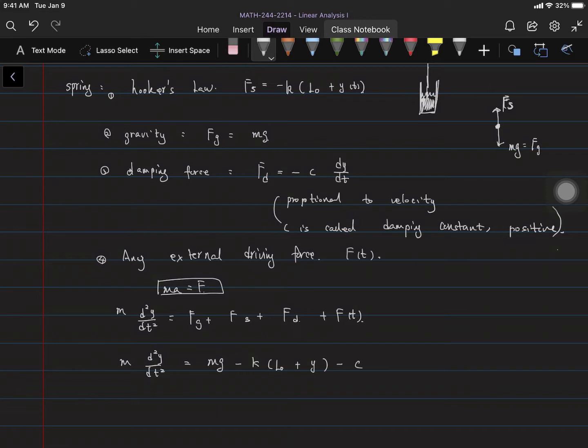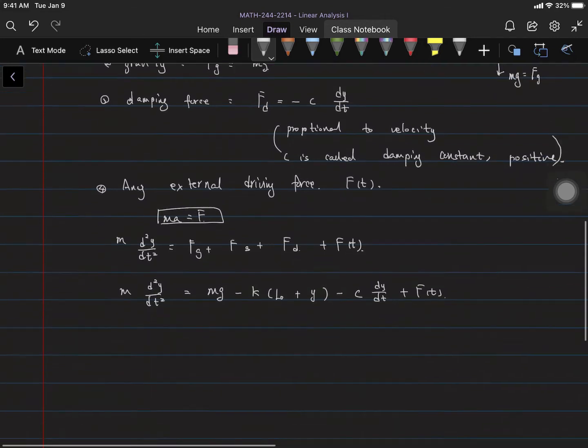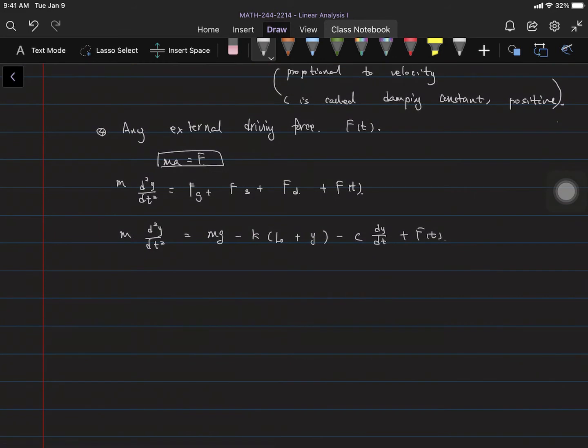And damping force, c dy/dt plus F(t). Next, we want to write this a little better, as the standard form of the differential equation. So we divide by m, and move those to the left side.